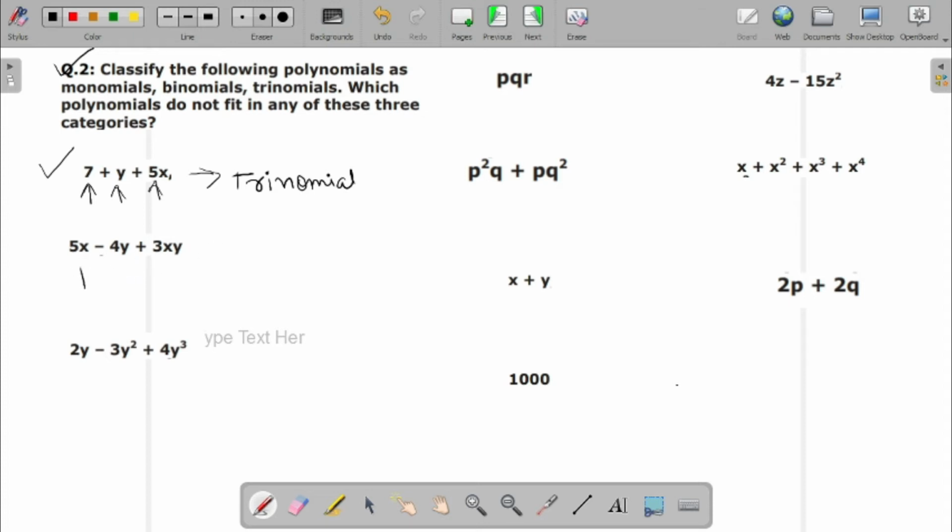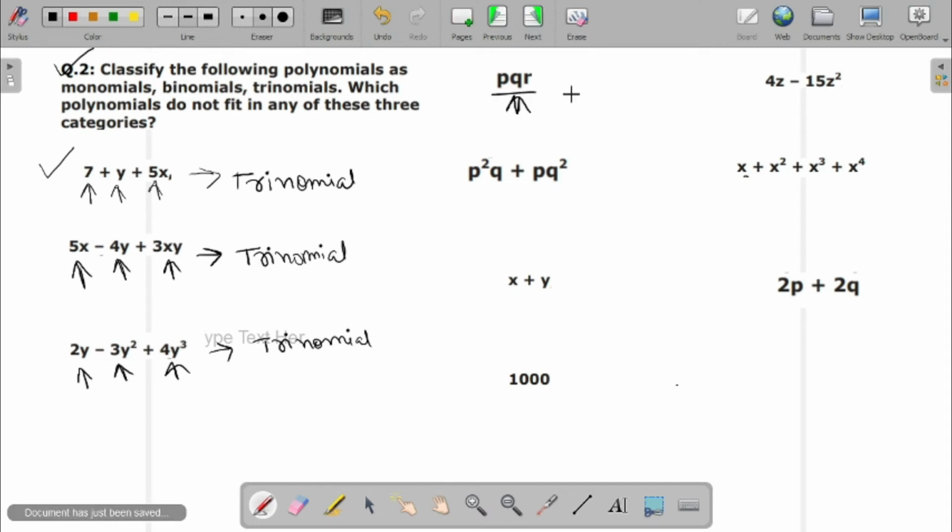Similarly, here also we have three terms, 1, 2, and 3. Trinomial. Again, in this one, 1, 2, 3 terms. Again, trinomial. So if it is a single term, monomial; two terms, binomial; and three terms, trinomial. More than three doesn't fit any of the categories. Now here you can see we have only one term. What do we call it? We call it a monomial.